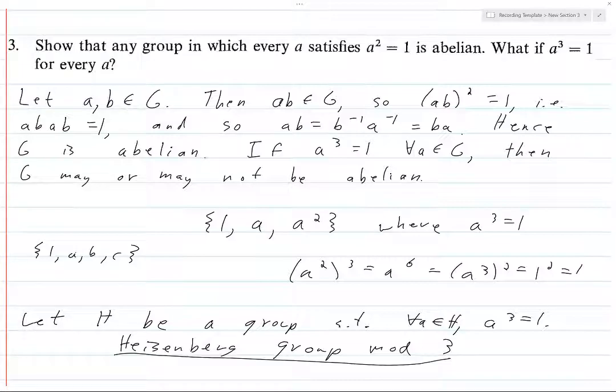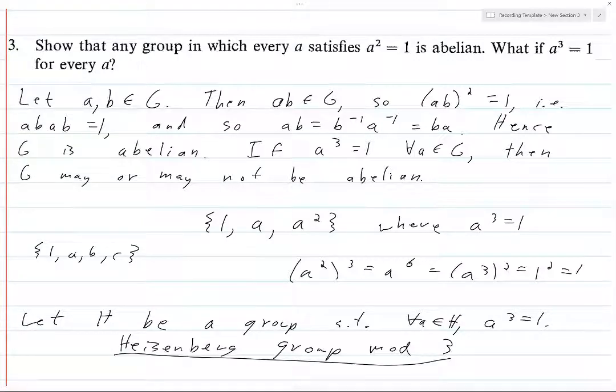Anyway, so you've got this Heisenberg group mod 3, which has a bunch of relations on it, and you'd have to prove that this set combined with these relations does indeed form a group, which I think you can do, but we don't really have the techniques for that yet. There's a section in this book on groups and relations, but I think it's a little more down the road.